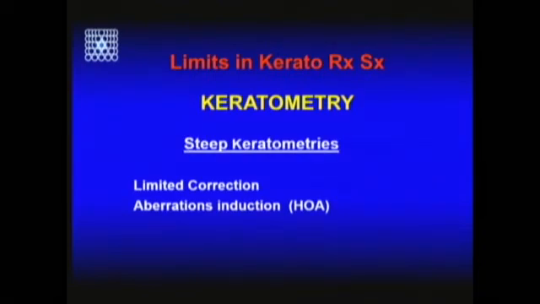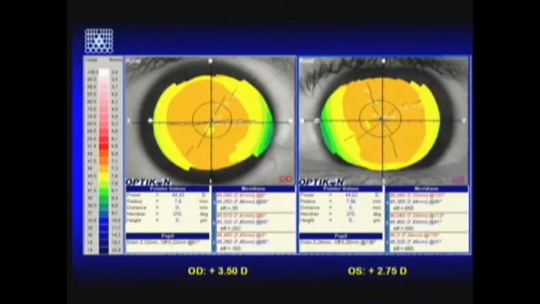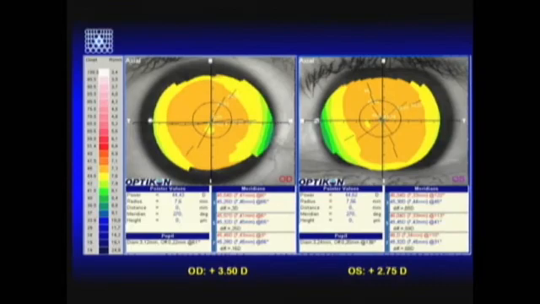The keratometries are the opposite of myopia. Don't treat patients with steep keratometries because you will induce high-order aberrations. This is a patient with K's of 45 and 46, with hyperopia of 3.5 to 75. If you do a LASIK surgery in these patients, you will end with 48, 49 K's, which will be very inconsistent with the quality of vision.